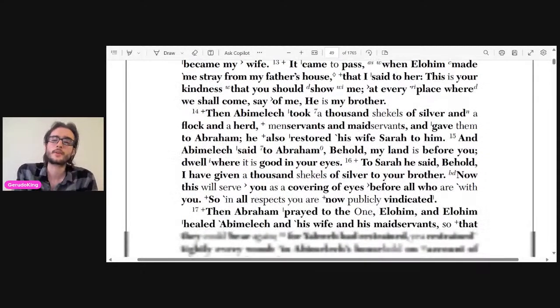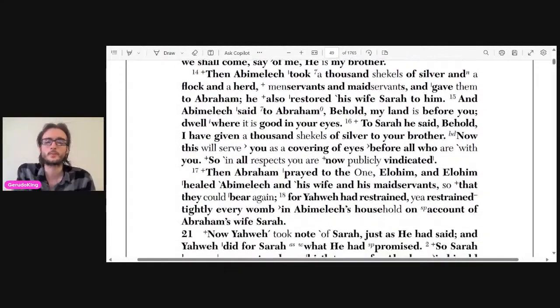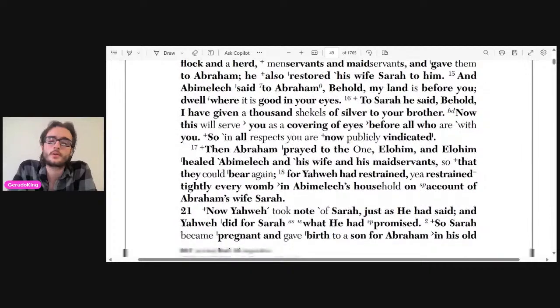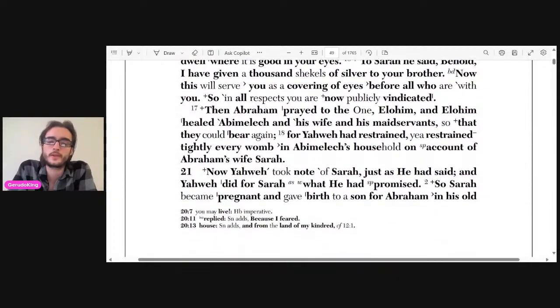Then Abimelech took 1,000 shekels of silver and a flock and a herd, men servants and maid servants, and gave them to Abraham. He also restored his wife Sarah to him. And Abimelech said to Abraham, "Behold, my land is before you. Dwell where it is good in your eyes." To Sarah he said, "Behold, I have given 1,000 shekels of silver to your brother. Now this will serve you as a covering of eyes before all who are with you. So in all respects you are now publicly vindicated."